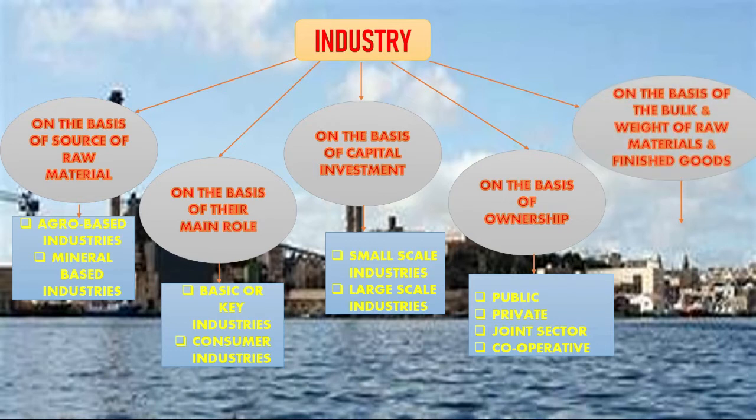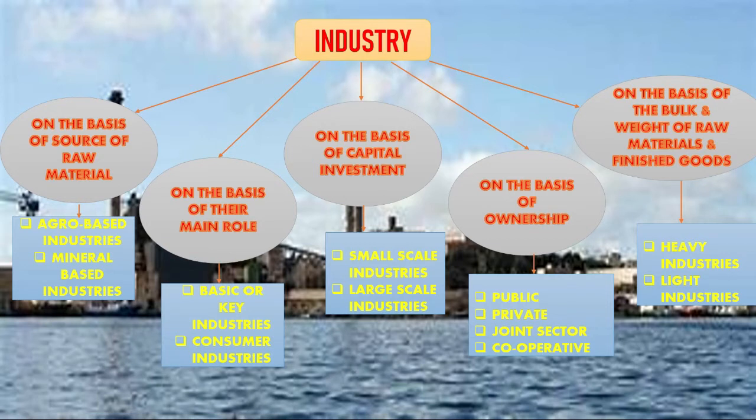and on the basis of bulk of weight of raw materials and finished goods. These are again subdivided into heavy industries and light industries. So industries are classified on the basis of source of raw material, on the basis of their main role, on the basis of capital investment, on the basis of ownership, and on the basis of the bulk and weight of raw materials and finished goods.